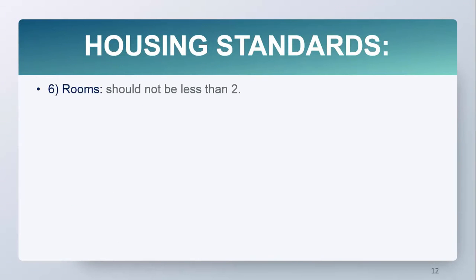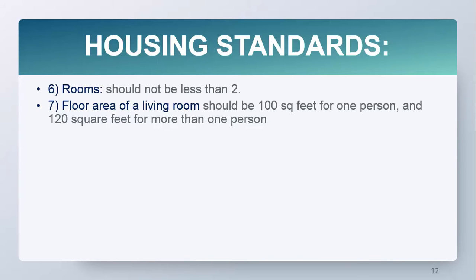Other standards are number of rooms. There should not be less than 2 rooms. This means that a house should have at least 2 rooms. Floor area of a living room should be 100 square feet for one person and 120 square feet for more than one person.